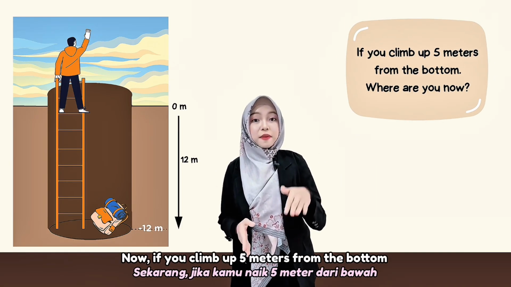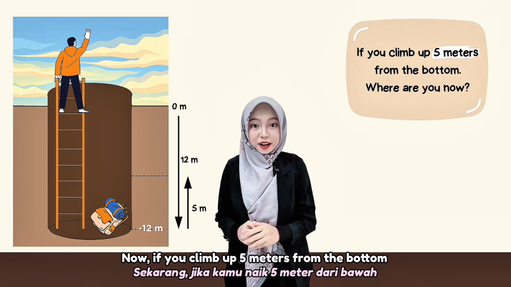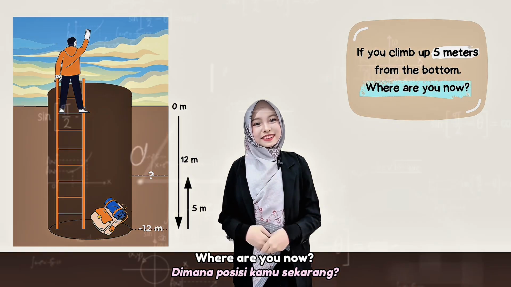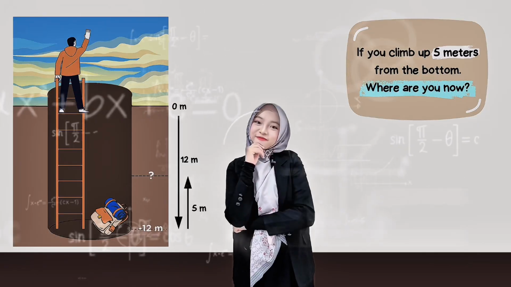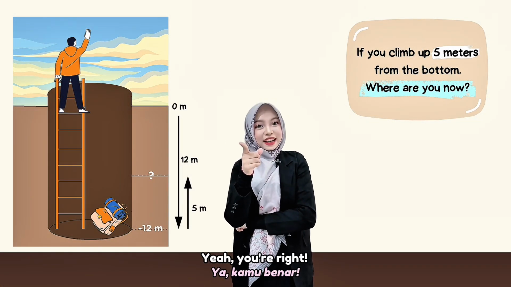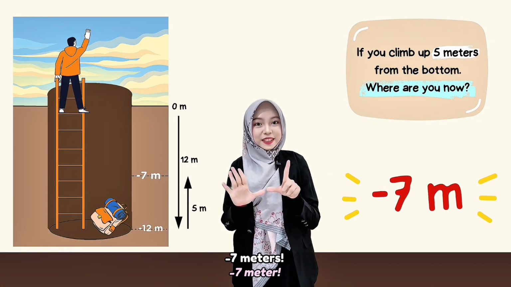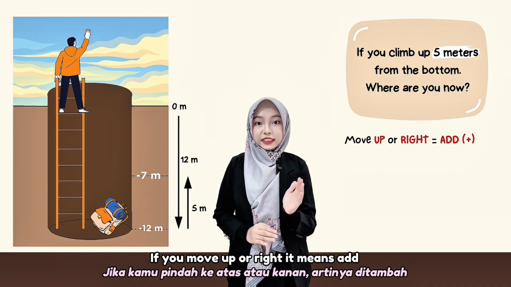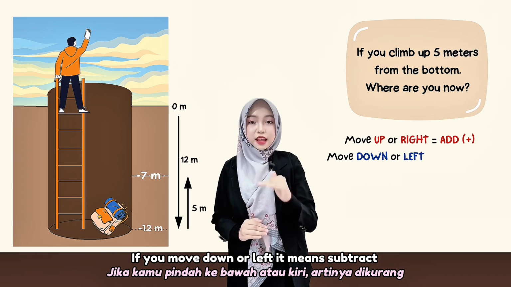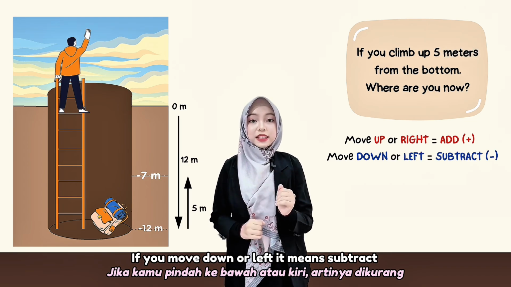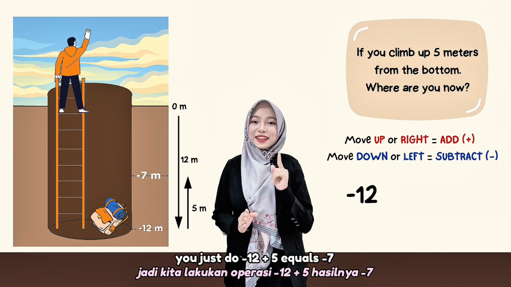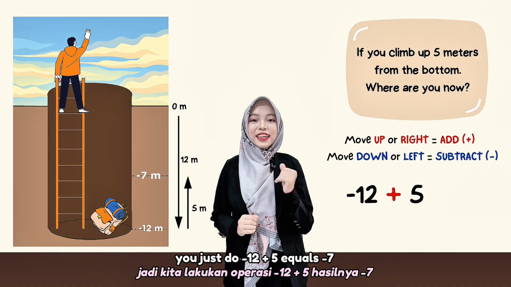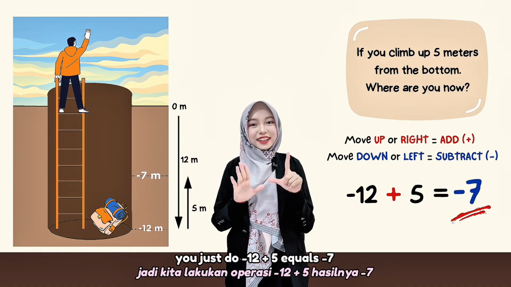Now, if you climb up 5 meters from the bottom, where are you now? Yeah, you're right. Minus 7 meters. If you move up or right, it means add. If you move down or left, it means subtract. You just do minus 12 plus 5 equals minus 7.